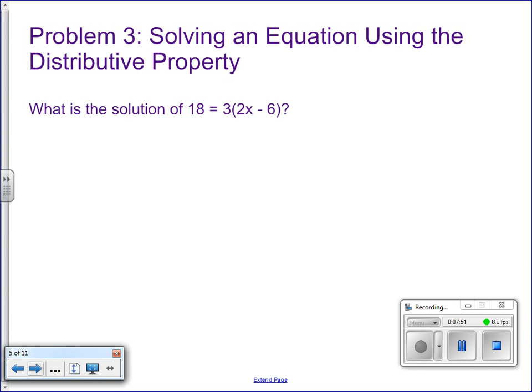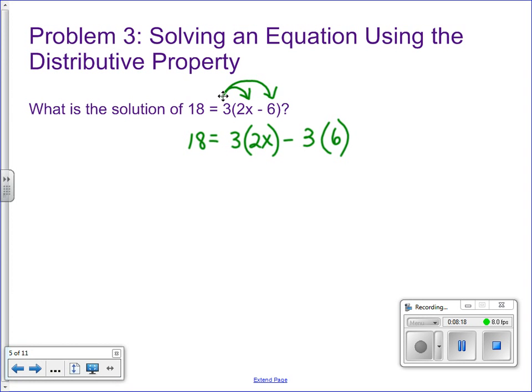Problem 3, solving an equation using the distributive property. This gives us a good chance to review the distributive property. Remember, you want to take, in this case, 3 groups of 2x minus 3 groups of 6. So writing that out, we're going to take 3 times 2x minus 3 times the 6. And that's distributing the 3 to each term inside the parentheses. 3 times 2x is 6x minus 3 times 6 is 18.